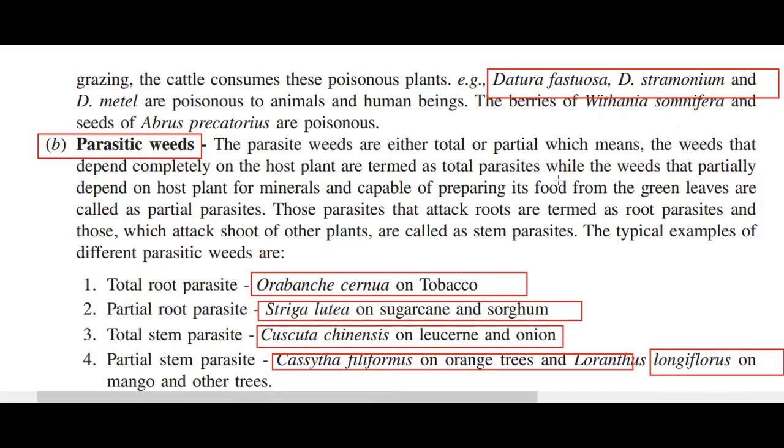You can also remember this with a technique: total stem parasite and total root parasite together, and after that semi-stem parasite and semi-root parasite. So that is a very simple form, COLS. You have to remember that in your mind, COLS, which starts from total stem and total root together, CO, Cuscuta and Orobanche. And next, semi-stem and semi-root, so Loranthus, L, and semi-root Striga, S. COLS. That is the simplest form to remember parasitic weeds, because it is a very important category.